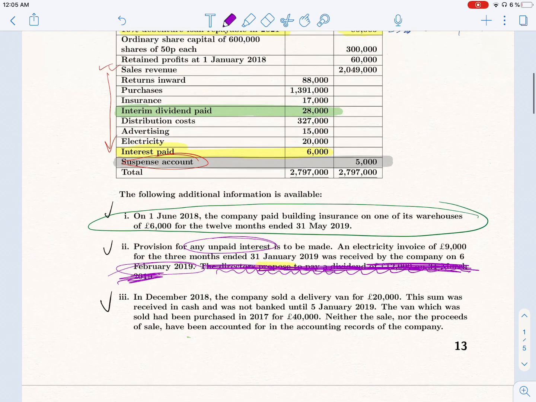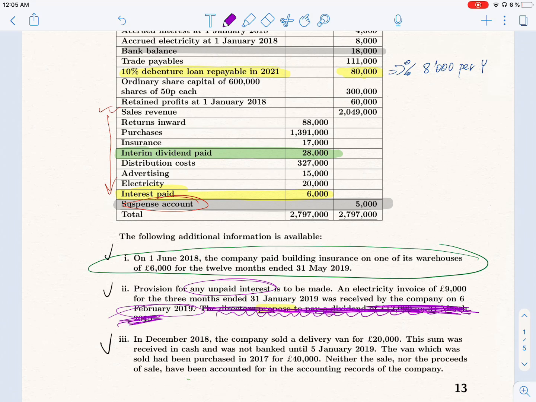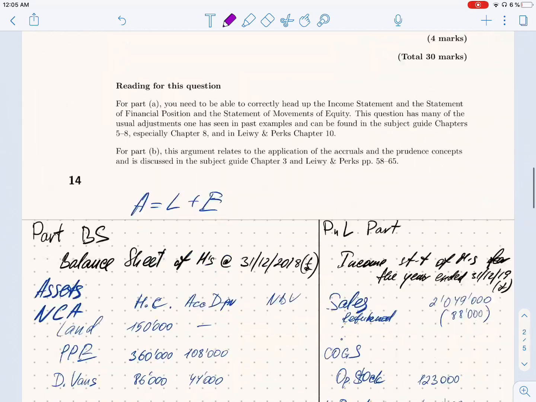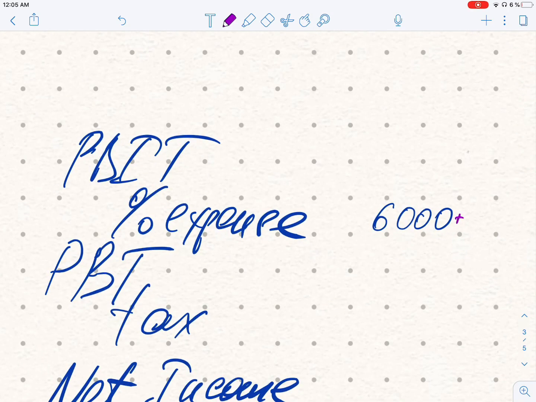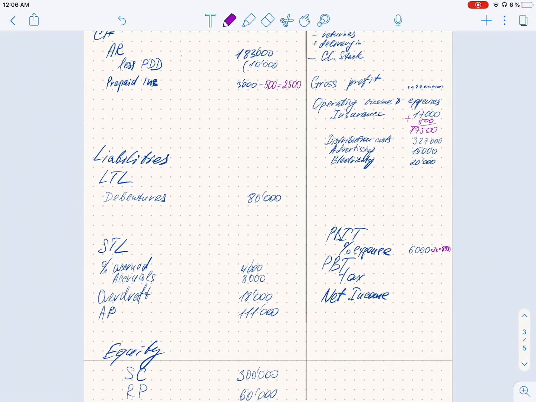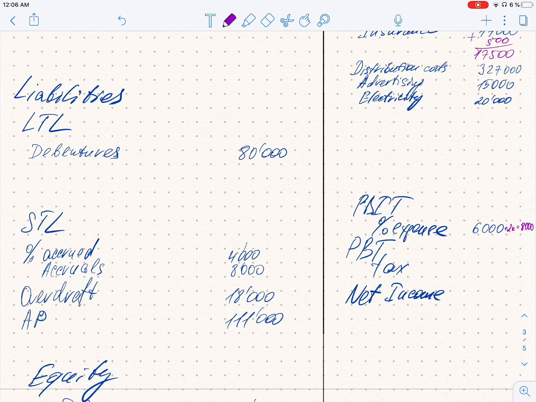And first we have to deal somehow with unpaid interest. I have highlighted in trial balance the debenture loan repayable in 2021 in amount of 80,000. That means that the company should pay 8,000 as an interest expense per year. And we have the special line which reads interest paid 6,000. That means that 2,000 of interest is still outstanding. That means that we have to increase interest expense in profit and loss statement. We have 6 paid and we have to add 2,000 more, making the total interest expense per year 8,000. And we have to adjust interest accrued, adding 2,000 here, making the total accruals for interest equals 6,000.